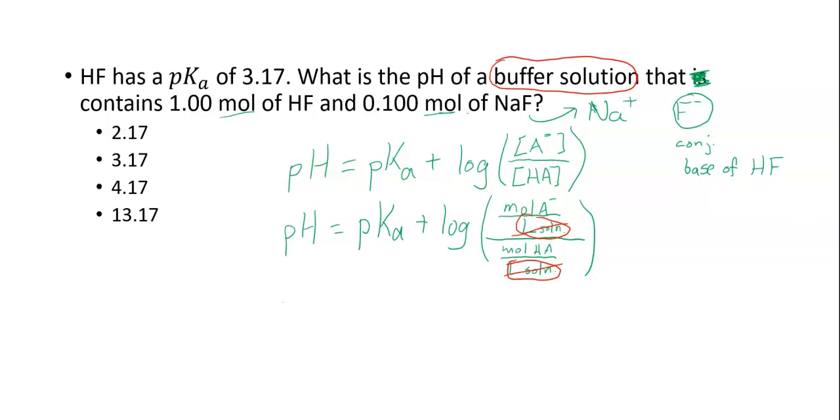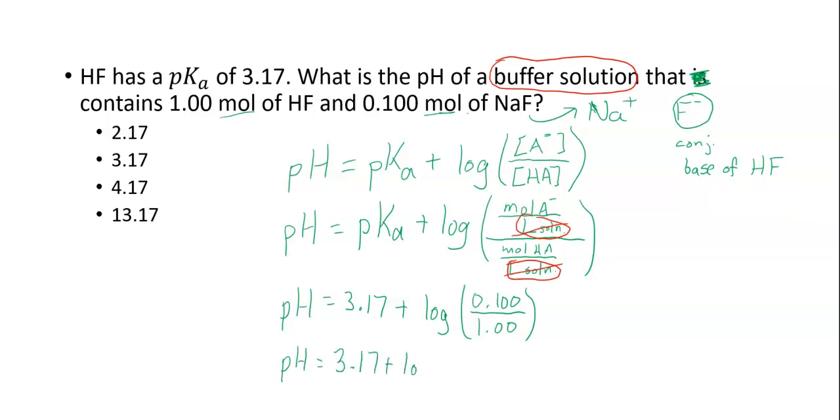So I write this: I have pH equals pKa, which is 3.17, plus the log of the moles of the conjugate base, which is 0.1, over the moles of the acid, which is 1. Well, 0.1 over 1, that's just 0.1, obviously. So then what is the log of 0.1?